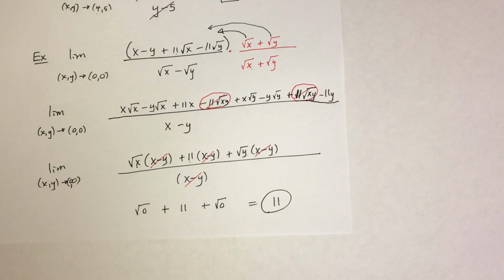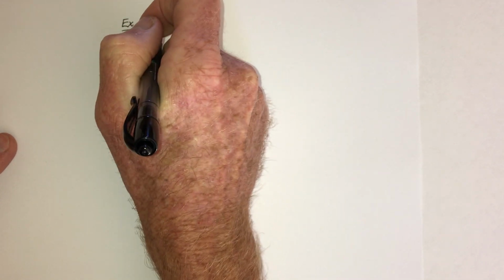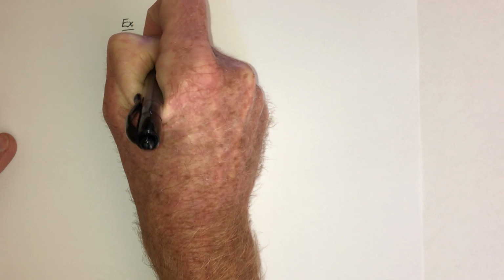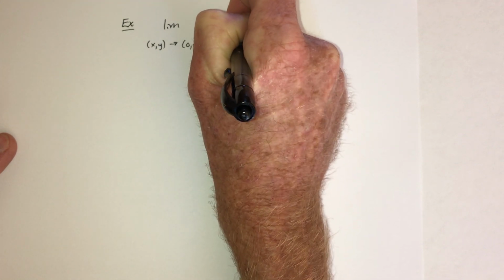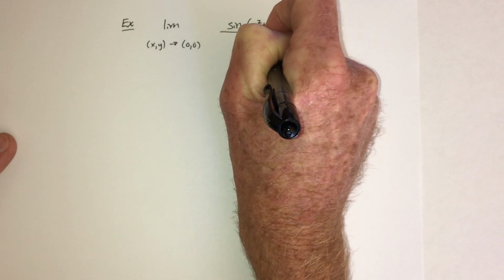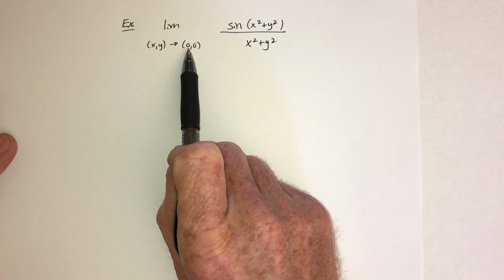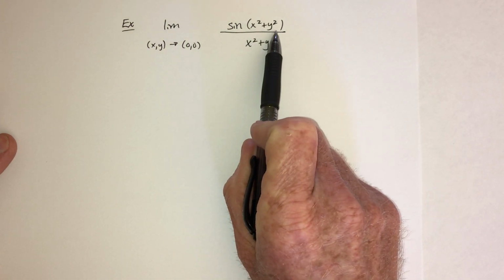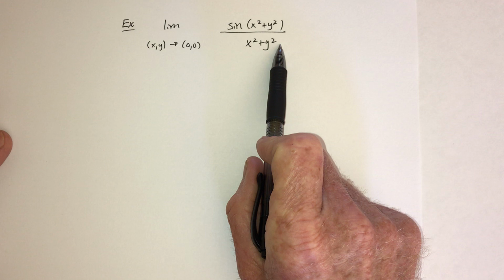Now, check out this next one with some trigonometry. What is the limit as x and y approach the origin for sine of x squared plus y squared over x squared plus y squared? So if you put 0, 0, this is going to be sine of 0, which equals 0. This is going to be 0 plus 0, so that means it's 0 divided by 0.